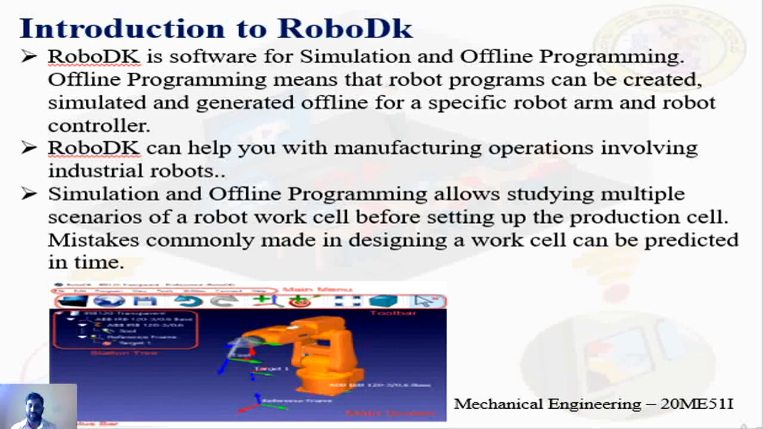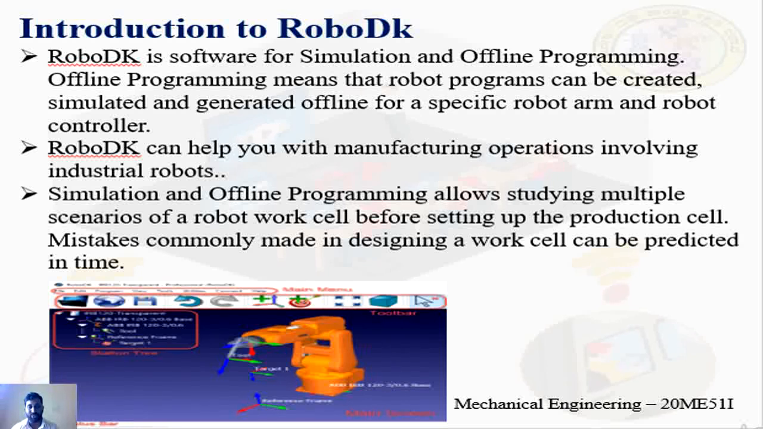RoboDK is a software for simulations and offline programming. What is offline programming? Offline programming means that robot programs can be created, simulated, and generated offline for a specific robot arm and robot controller. Offline programming means programming robots outside the production environment.